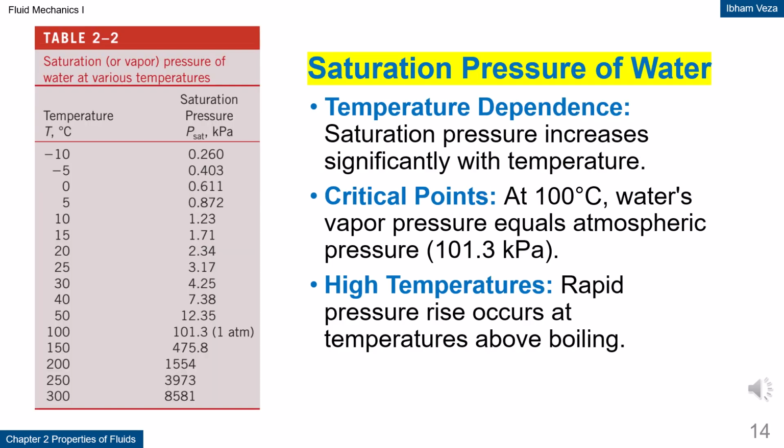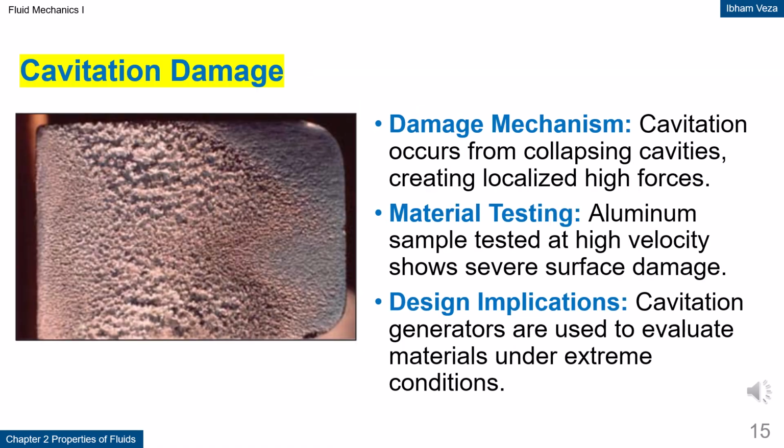Saturation pressure of water. The saturation pressure of water increases very rapidly with temperature. At 100 degrees Celsius, the saturation pressure equals atmospheric pressure, so water starts to boil. Above this temperature, a small increase in temperature can cause a very large increase in pressure. This data shows how sensitive saturation pressure is to temperature. This relationship is very important in thermal and fluid system analysis.